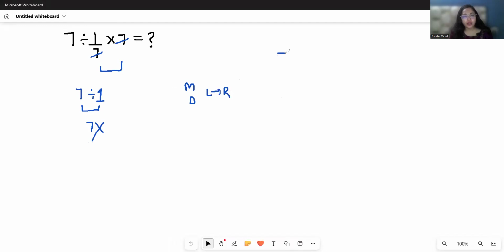So 7 divided by 7 times 7, from left to right, it's 7 divided by 7. So there are two different things, that is 7 divided by 7 and 7 multiplied by 7. In this case, the answer is 1, but not in this case. In this case, you have to follow the KCF rule.